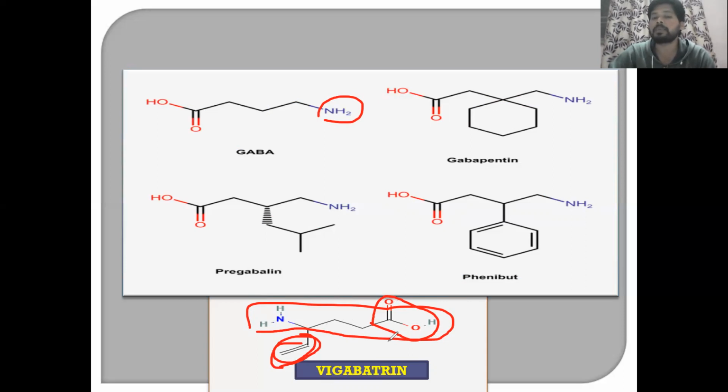So vigabatrin is an inhibitor of the GABA transaminase enzyme. If GABA transaminase is inhibited, then there is no metabolism of GABA, so GABA levels increase in the brain, reducing excitatory neurotransmission and reducing epileptic symptoms. So this is the simple chemistry of GABA analogues, which act like GABA itself or increase the concentration of GABA in the synapse of the brain cells.